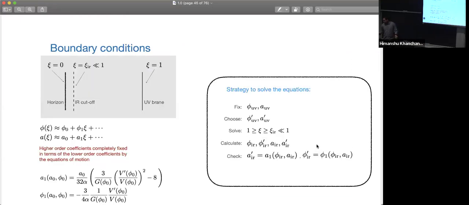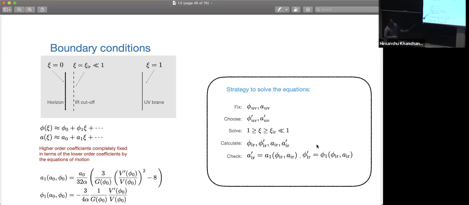Okay. The strategy to solve the differential equations, which is done numerically, is tricky because what boundary condition should you impose at the horizon? Right? Usually, for people familiar with 5D calculations, you say here is the boundary condition in the UV, here is the boundary condition in the IR. But for the horizon, there is no boundary condition to be specified. All you require is that the fields be regular there.